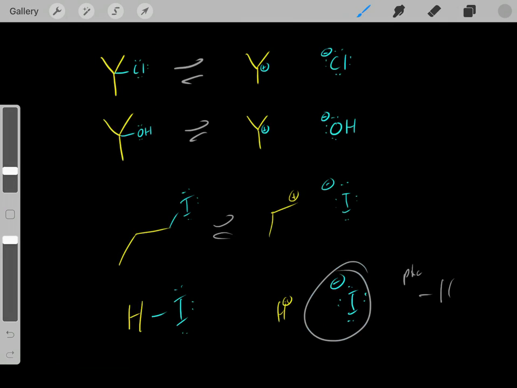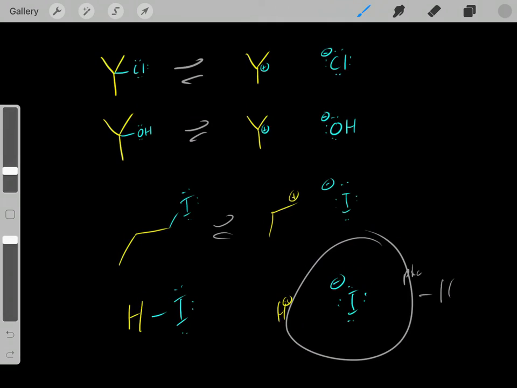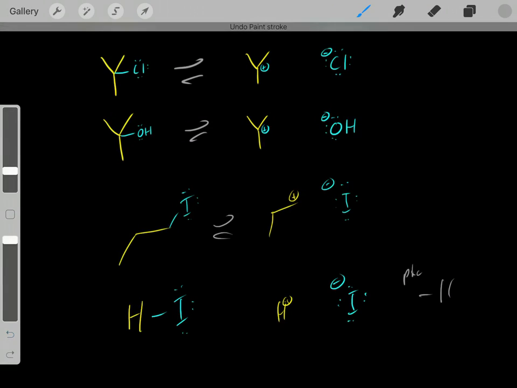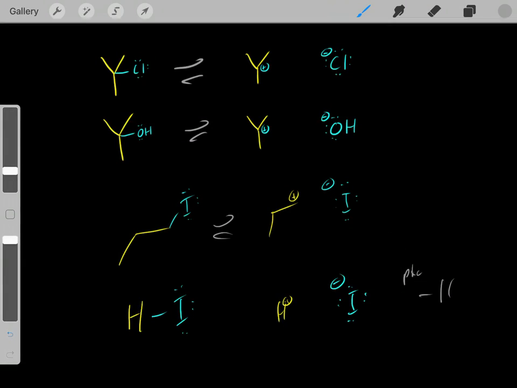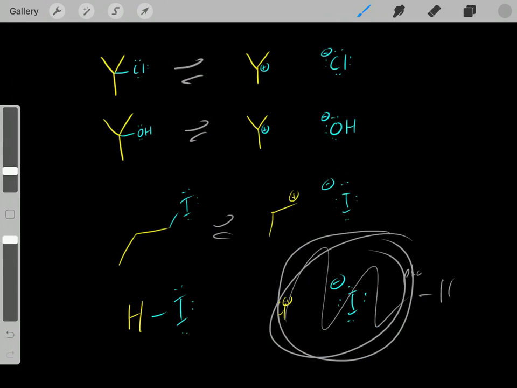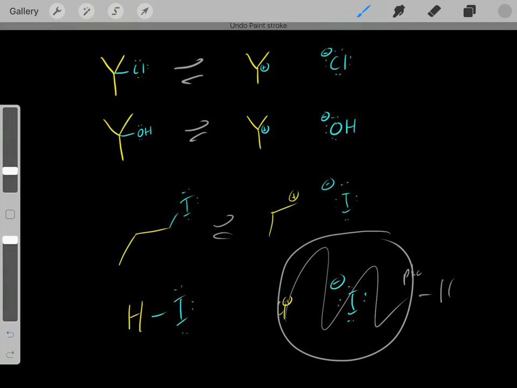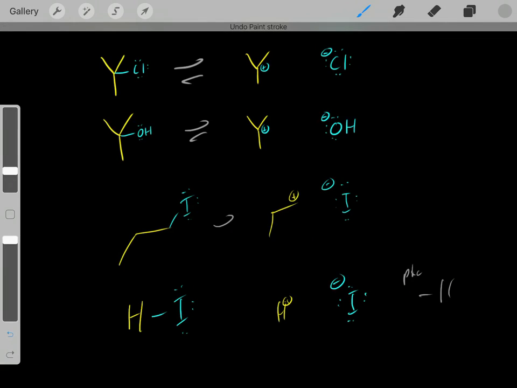And why is this a good leaving group? Because that negative charge is delocalized over this huge atom. We know iodine is a very large atom, so that negative charge is delocalized over a larger atom, so it's very delocalized with low charge density, so that's stable and energetically favorable.